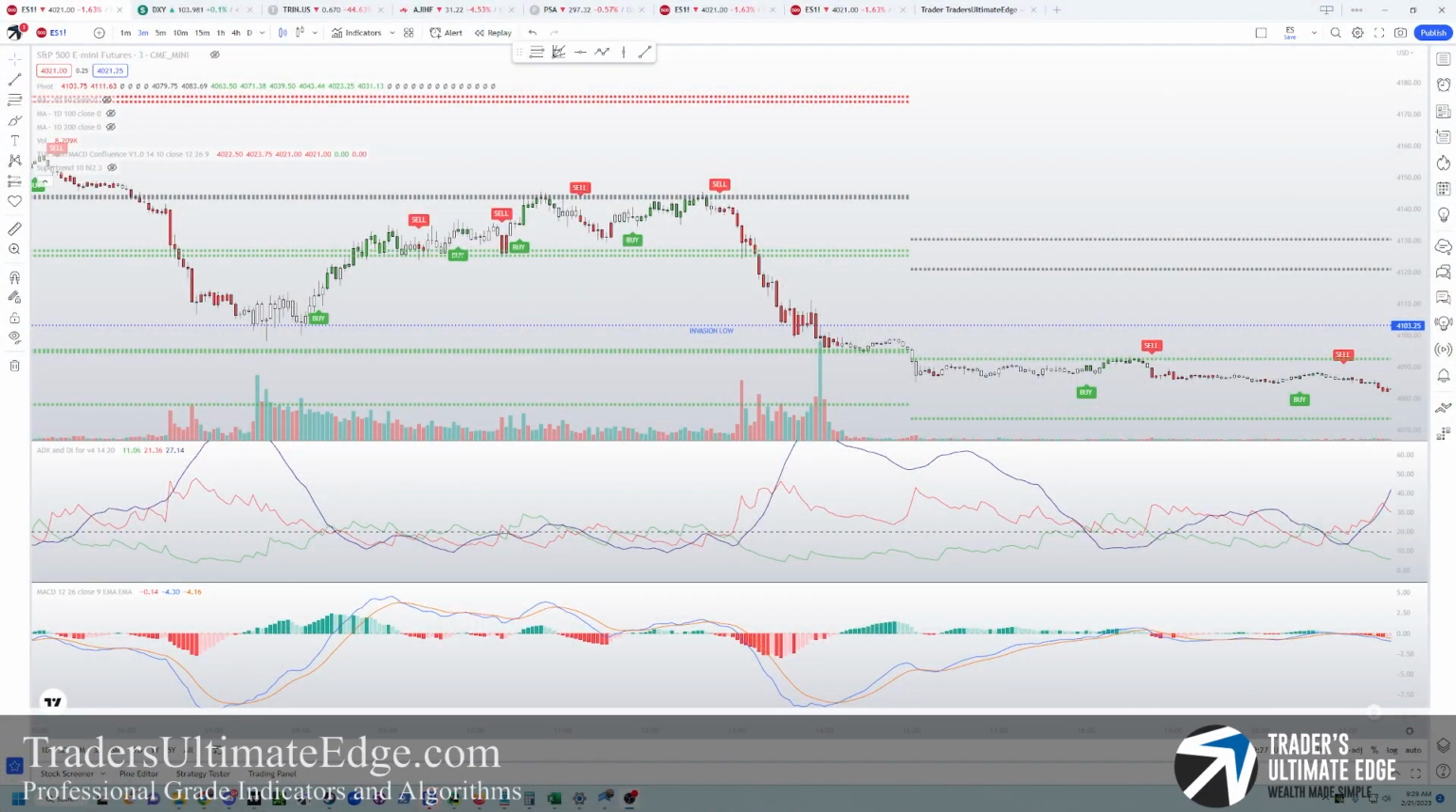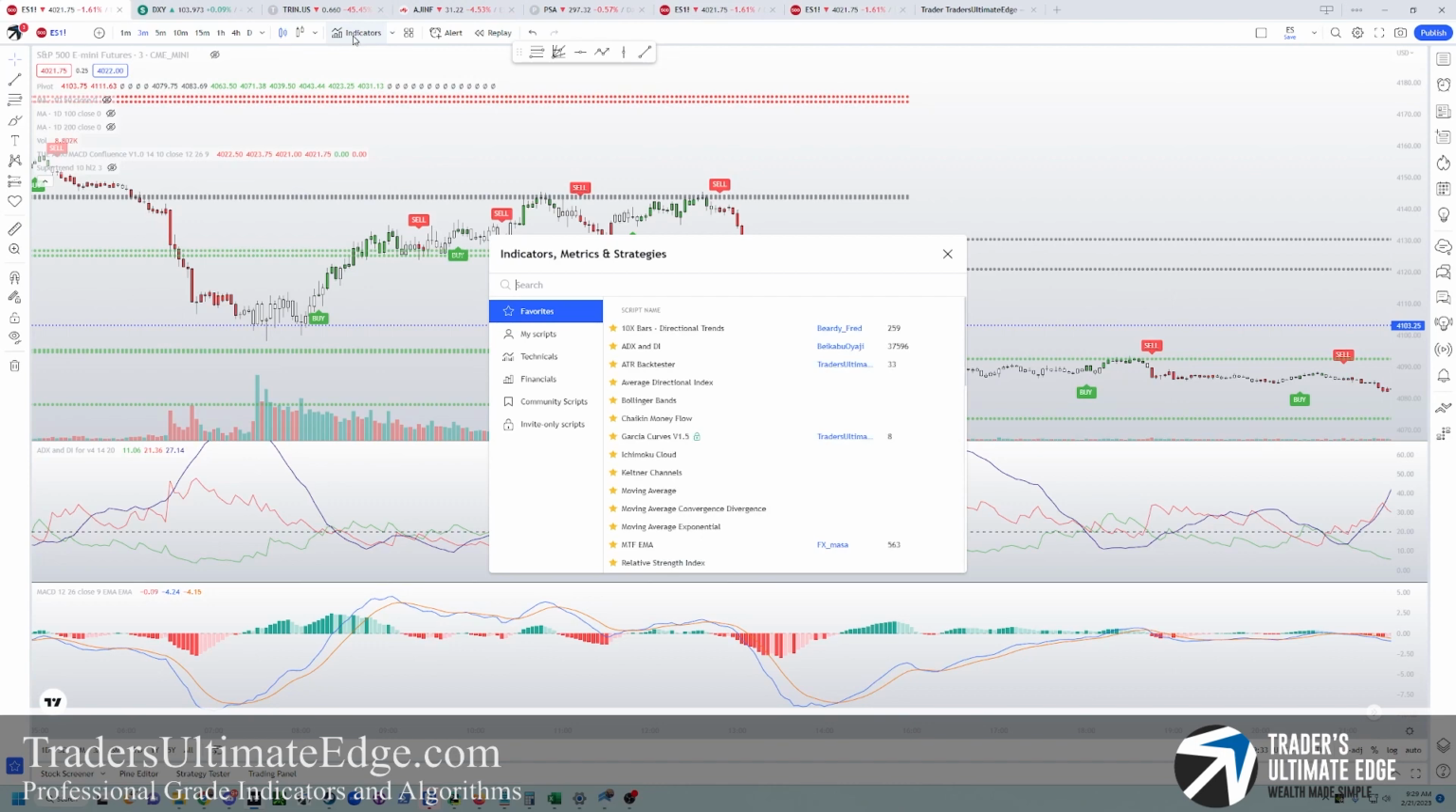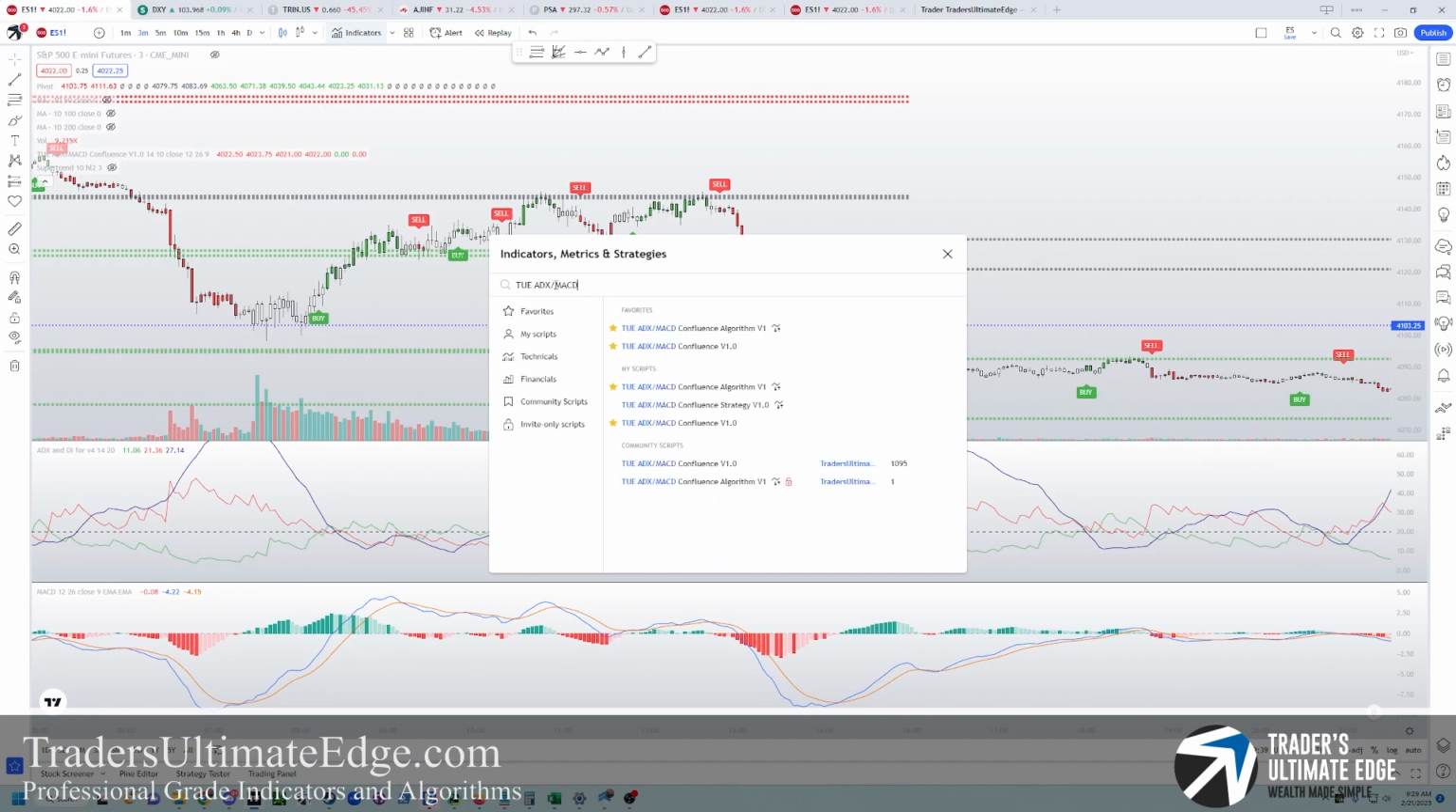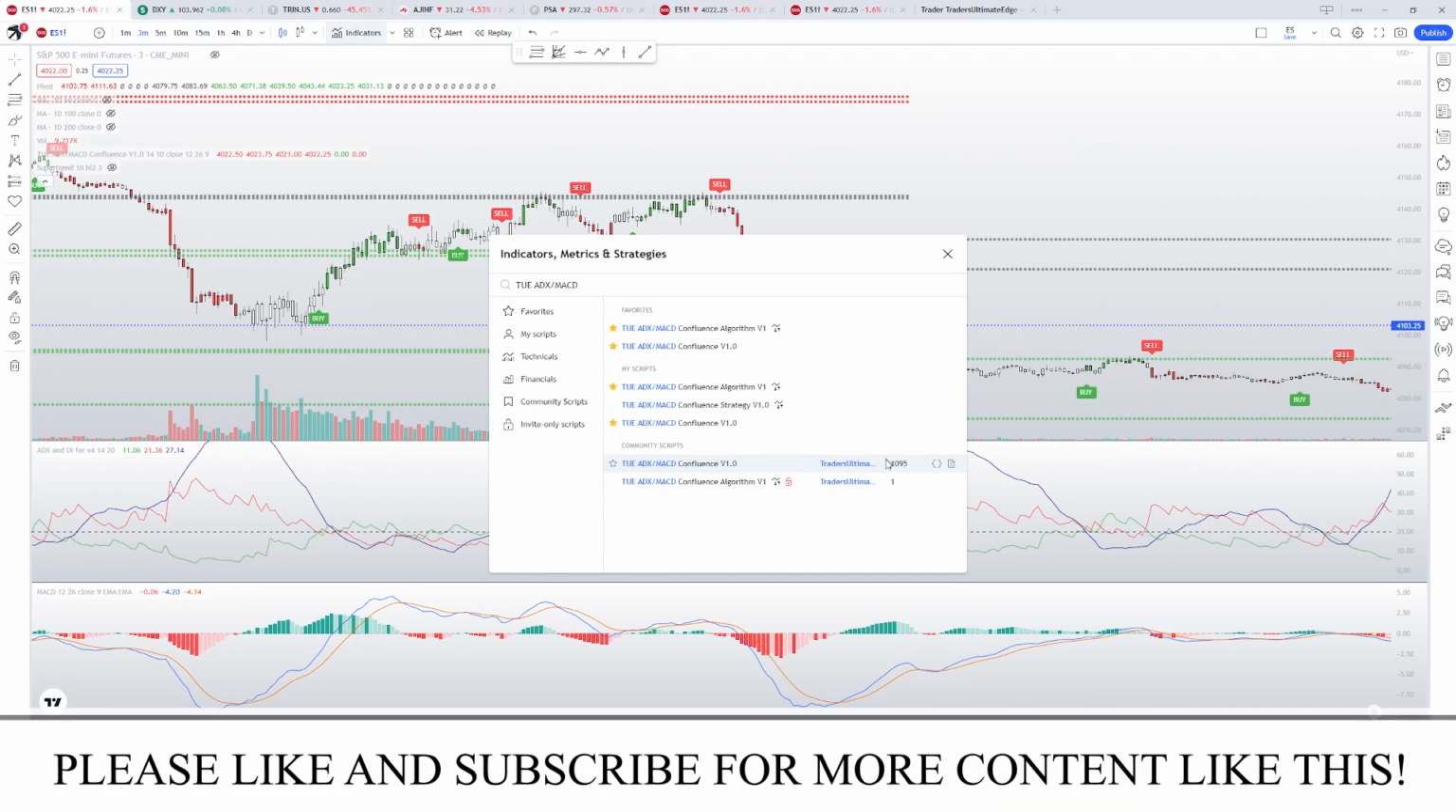Let's talk today about my free indicator. It's the ADX MACD Confluence. To find it, you'll simply go to Indicators, type in TUE ADX/MACD, and it's right here under Community Scripts: TUE ADX MACD Confluence version 1 by TradersUltimateEdge. It's the one with, as of the time of this recording, about 1,100 likes on it. So you can find that, put it right on your chart.